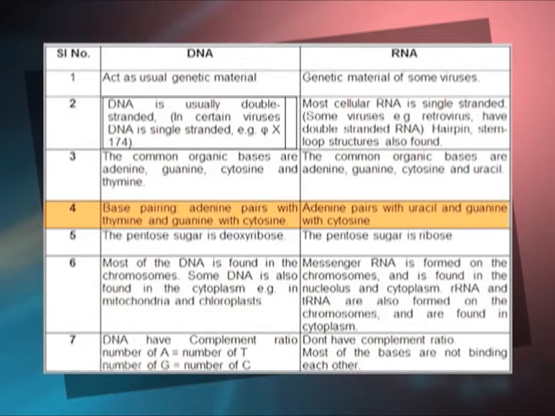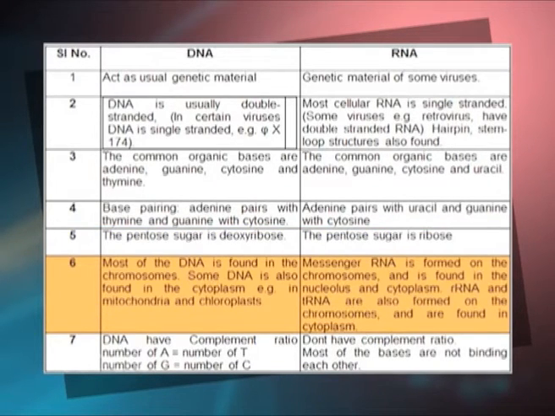In the case of DNA, the base pairing occurs between adenine pairs with thymine and guanine with cytosine. In the case of RNA, adenine pairs with uracil and guanine with cytosine. In the case of DNA, the pentose sugar is deoxyribose. In the case of RNA, it is ribose sugar.